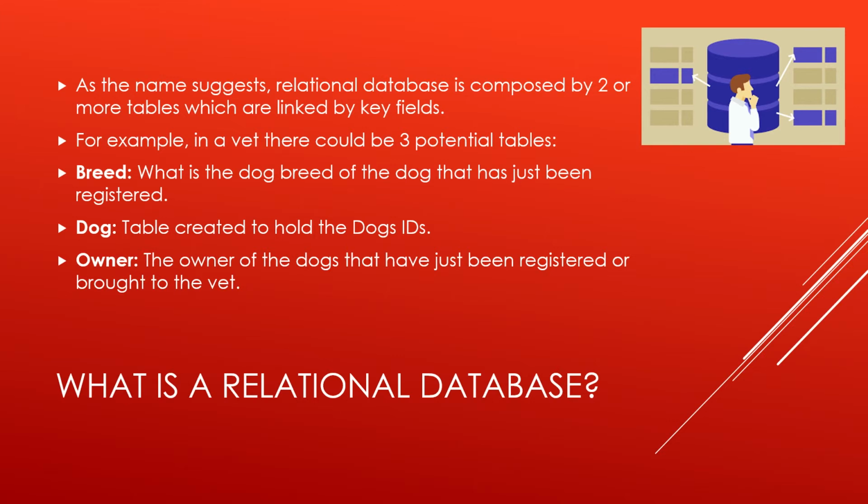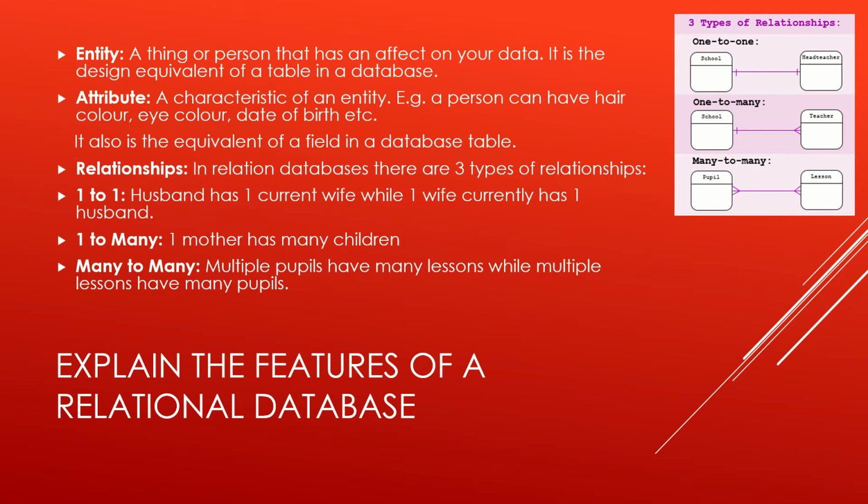As the name suggests, a relation database is composed of two or more tables which are linked by key fields. For example, in a vet there could be three potential tables. Breed: what is the breed of the dog that has just been registered? Dog: a table created to hold the dogs' IDs. Owner: the owner of the dogs that have just been registered or brought to the vet.